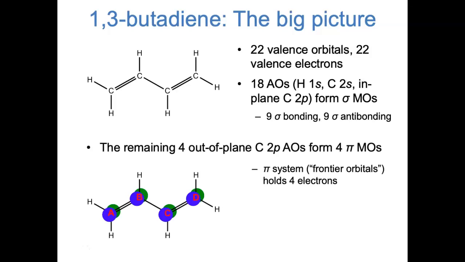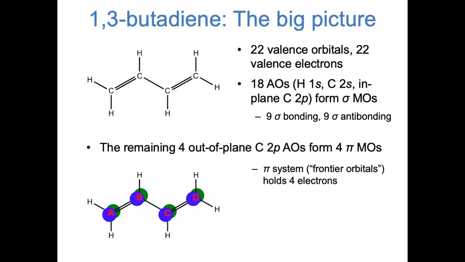And the remaining 4 orbitals are the out-of-plane carbon 2p atomic orbitals, and those are going to interact to form 4 pi molecular orbitals. And as you've probably learned in organic chemistry, the pi system is really where the frontier orbitals are, the highest filled orbitals and the lowest empty orbitals.